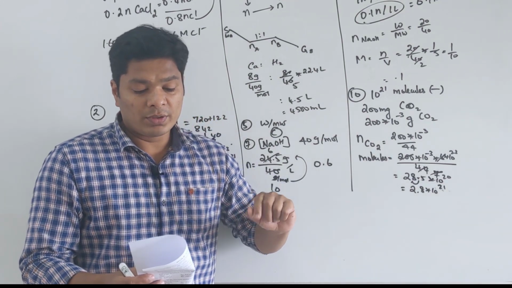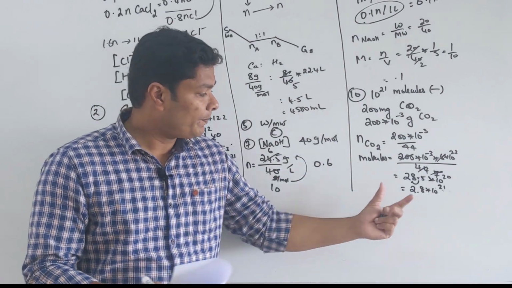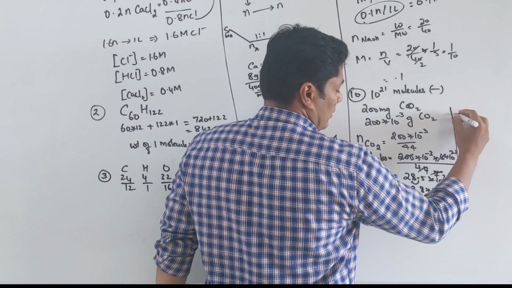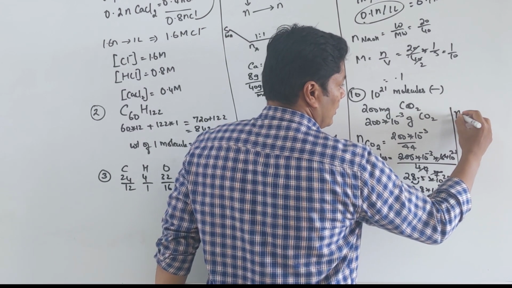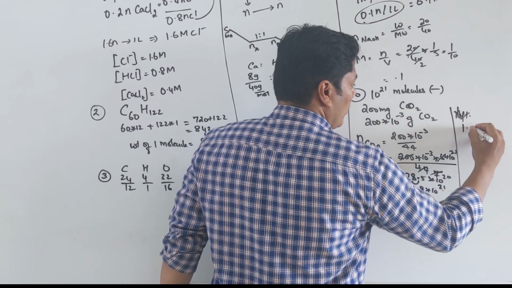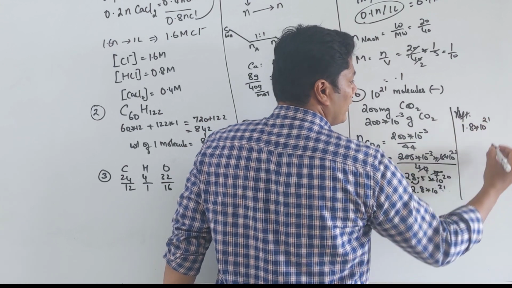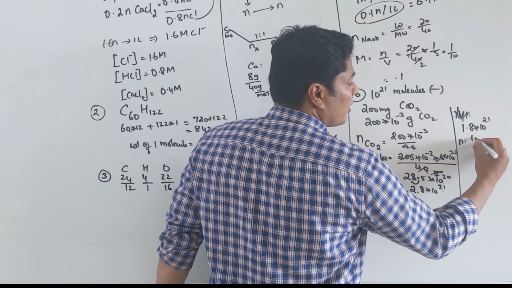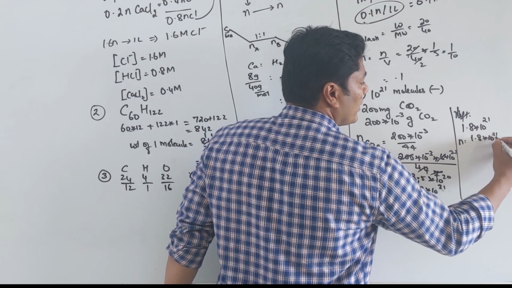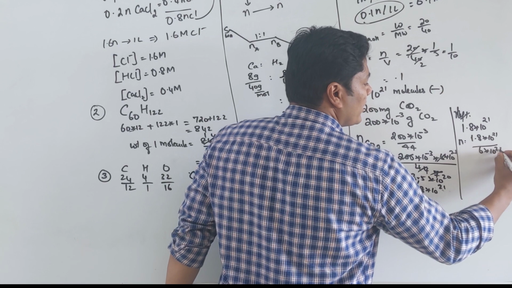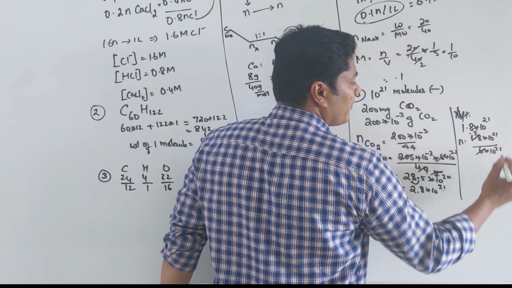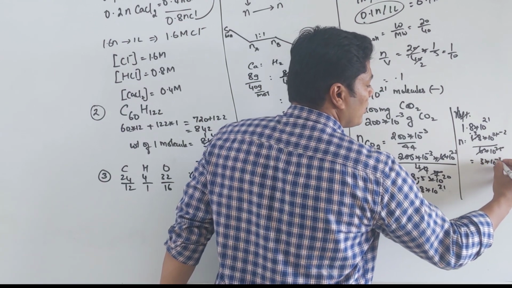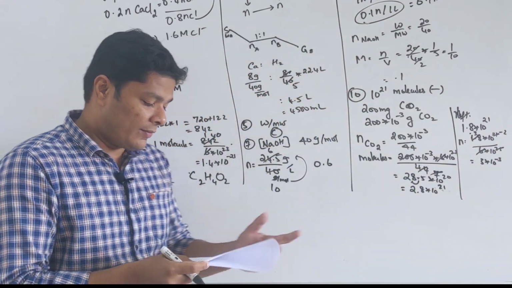Now convert it to moles. So what do you do? You divide it by Avogadro number. The leftover is 1.8 times 10 to the 21 molecules. Now what is the moles? Molecules divided by Avogadro number. 1.8 times 10 power 21 divided by 6 times 10 to the 23rd. This is 0.3, this is minus 2, or 3 times 10 to the minus 3 roughly.